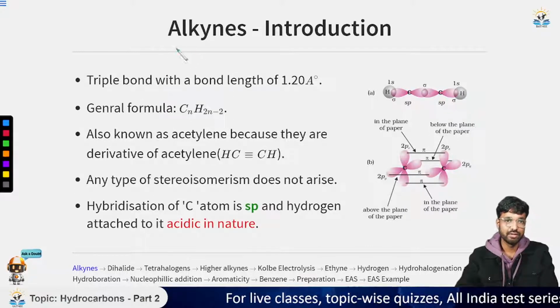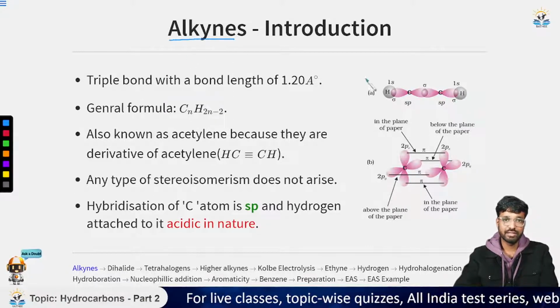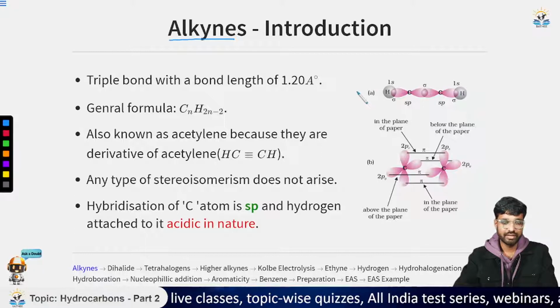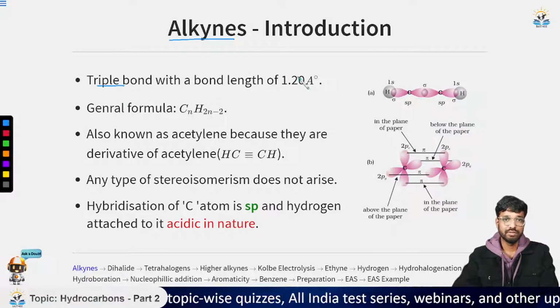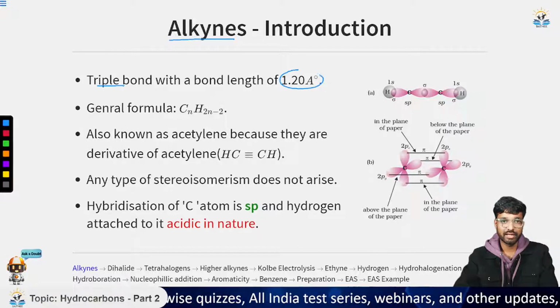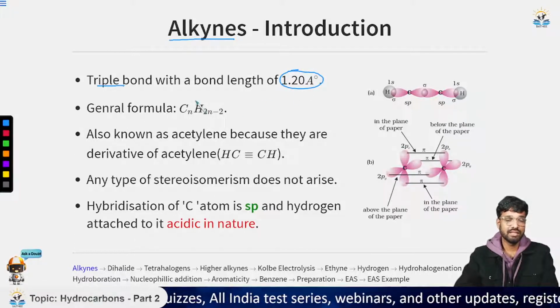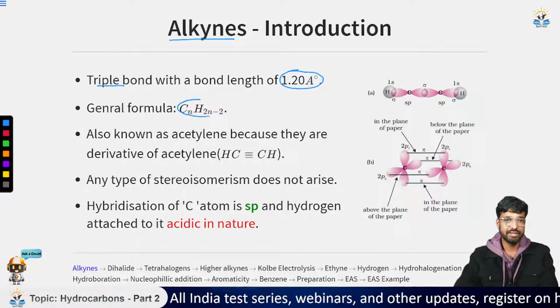So what are alkynes? First of all, look at the structure of the alkyne. An alkyne has a triple bond, in which the bond length is 1.20 angstrom, and it has a general formula of CnH2n-2.